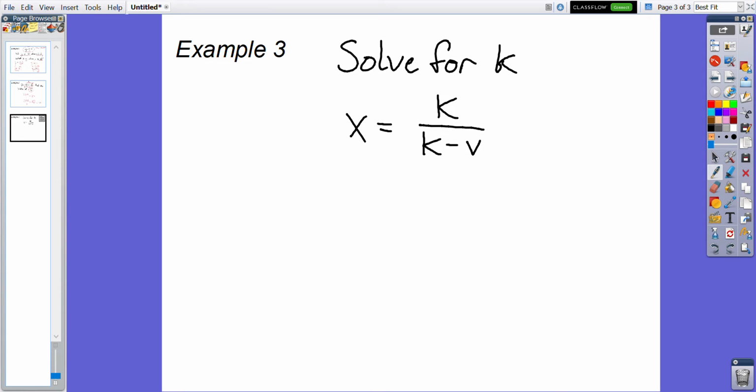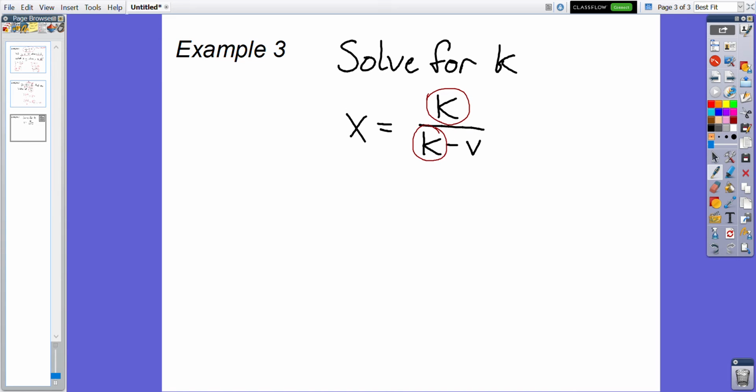In this example, we're looking at solving the literal equation x equals k divided by k minus v for k. Now this example is a lot more involved for the simple reason that we have k in both numerator and denominator. This is a special case where we're going to have to figure out a way to get k by itself, even though there are two of them on the same side of the equal sign.